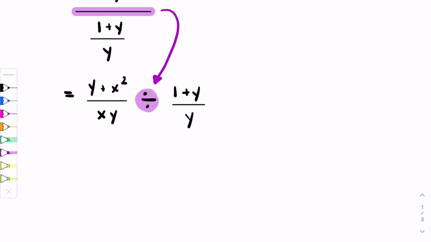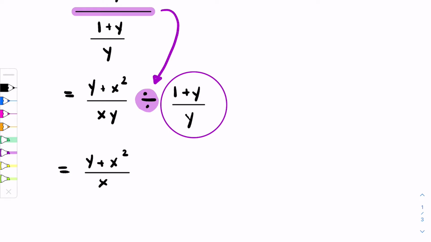But now I can multiply by the reciprocal. So now I can flip this second fraction, and I can multiply. That's going to give me the expression of y plus x squared divided by x times y, and I'm multiplying this by y over 1 plus y.